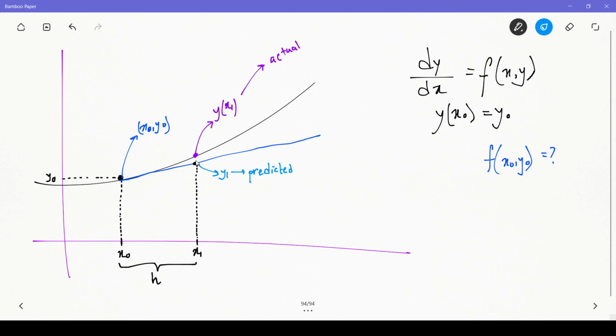We know the disparity is dubbed as error, right? So this is called the local truncation error. We'll talk about that in a bit, in the upcoming segment of the lecture. So let's focus on Euler's method right now. Let's try to derive the formula at first.